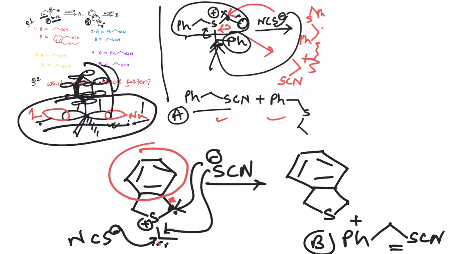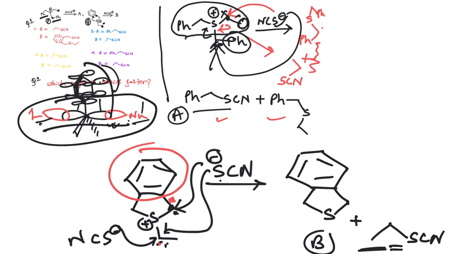Okay, sorry, not Ph here. You don't have Ph, you have an ethyl group. So this is your product B. A very little amount of SCN will also attack over here, and you will get a minor product, but the major product is this one.